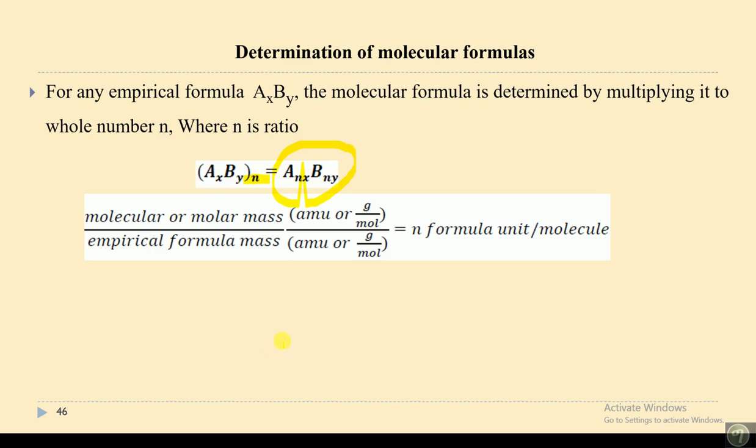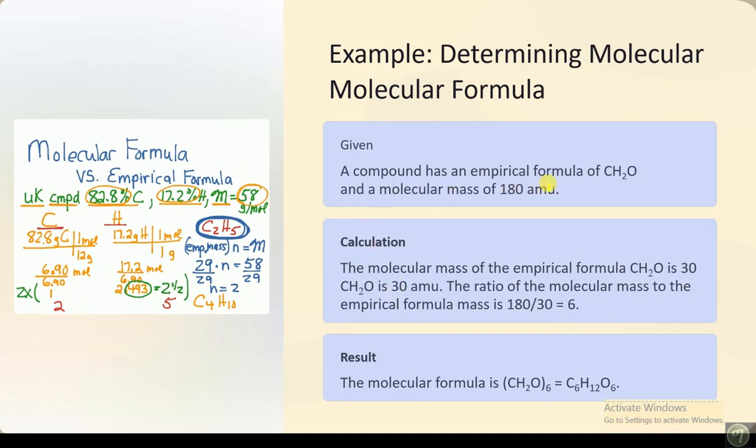So one has to know what the factor would be. Let us see by example how we know the factor. Now a compound has the empirical formula CH2O, and a molecular mass of 180 amu is given. Find the molecular formula. So I need the molar mass of CH2O: carbon 12 plus 2 plus 16 is 30. So 180 divided by 30 gives 6. So 6 is our factor.